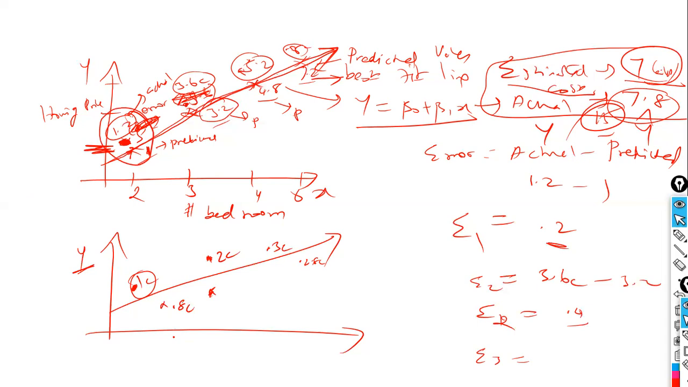So in this case, the number of bedrooms, I'll just put it in a table here. The number of bedrooms and the price, they've given you this. And here the 2 bedroom, 3 bedroom, 4 bedroom, 5 bedroom and 6 bedroom.